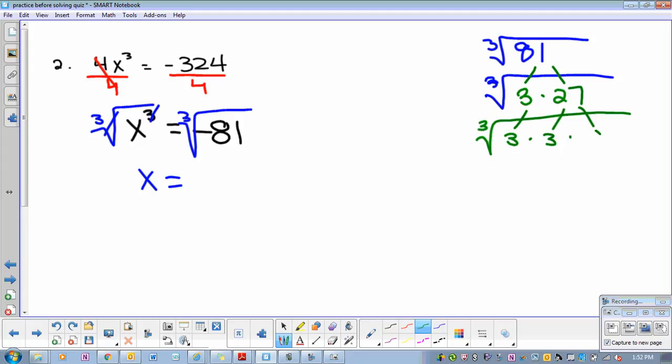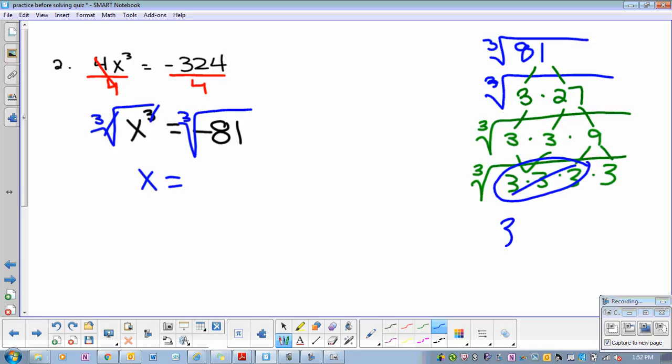27 is 3 times 9, right? So now you have these 2 3s that come down, and then the 9 breaks down into 3 and 3. Yes? So you got this too, right? So for a cube root, how many of the same number do you need? 3. So it looks like I have 3 3s here. So this is 3 cube root 3.